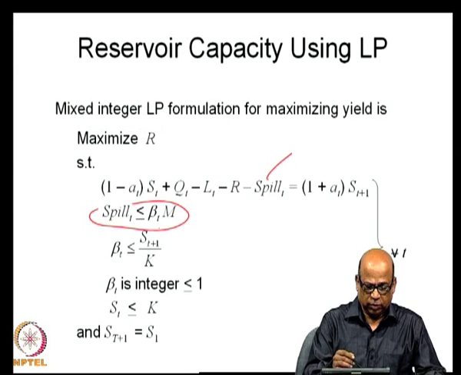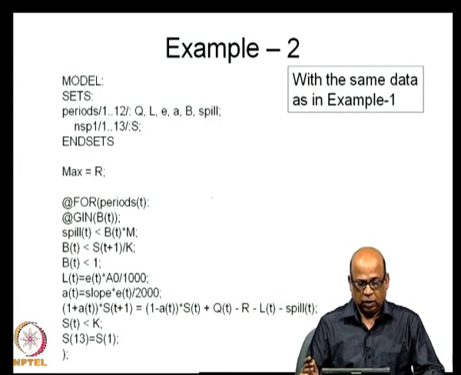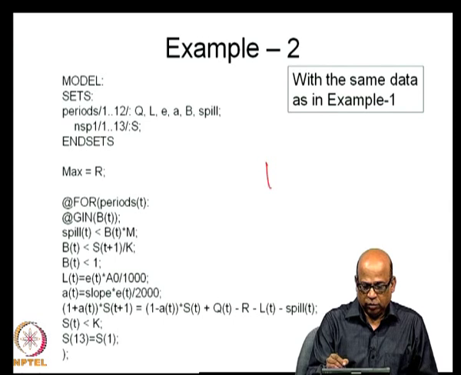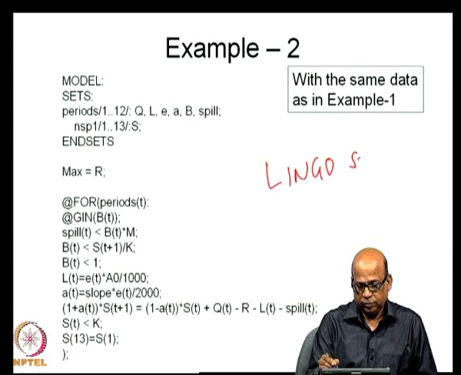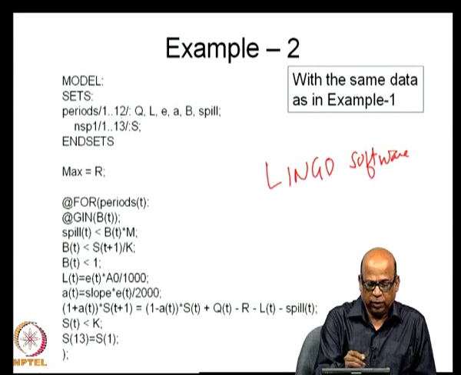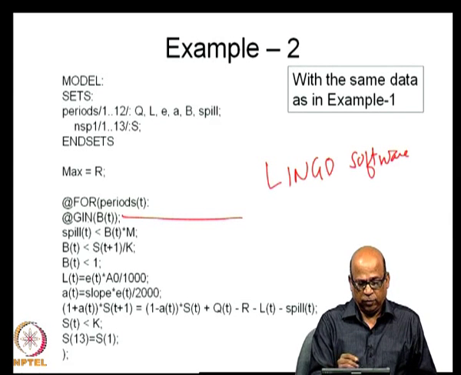Now, we will go to this problem and solve it with the same data that we have used earlier. How do we do this? We use the same data first, and I am using the Lingo software for this. This is the code for the Lingo software, and this is the format. First we define the sets, which are arrays of dimensions 1 to 12, and that set we call periods, and then S has a dimension of 13. We are looking at maximization of R, and then we define all the constraints. Now, this is the format for integer.